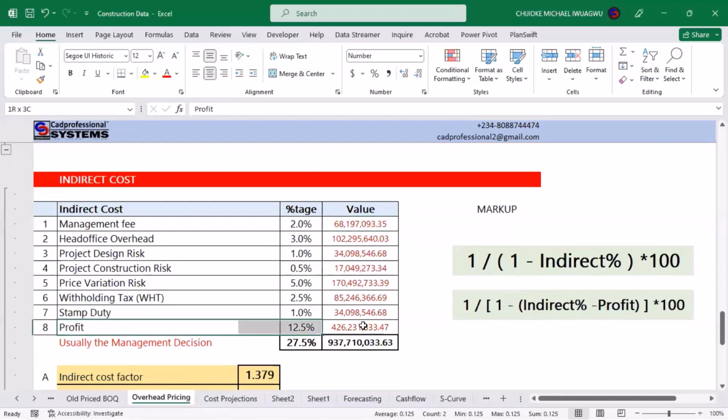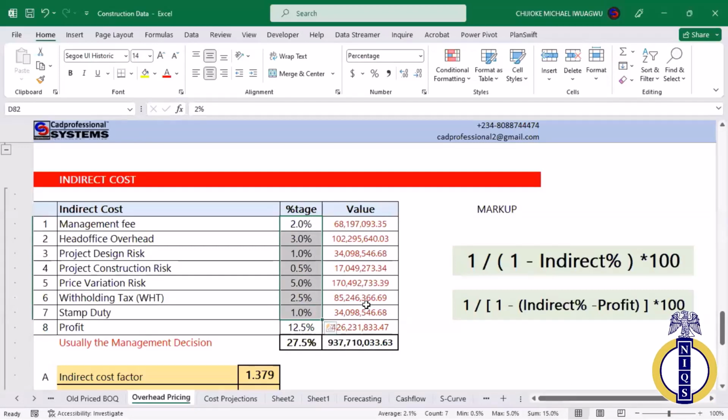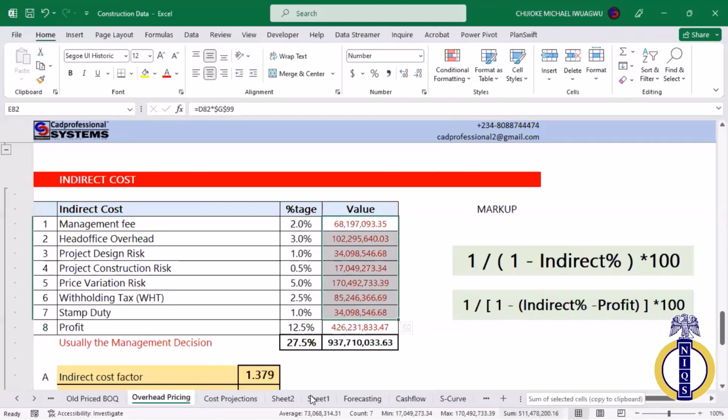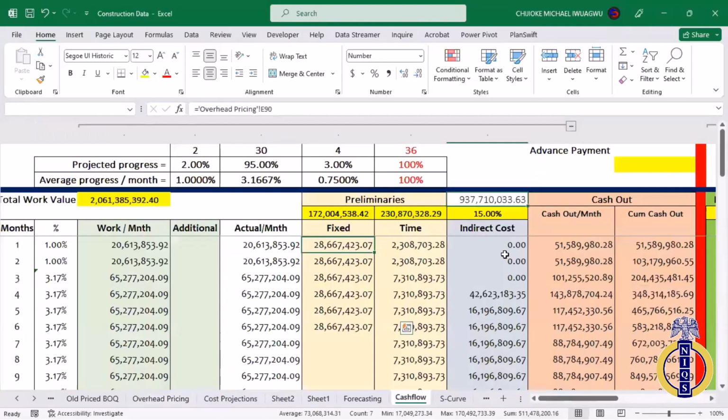Your profit, you're not going to pay out your profit management fee, because that is the actual cost of the work, the head office overhead costs. Likewise, other costs that you have to incur. These are the things that you have to pay. And when you sum all this up, it gives you about 15% that we have here. The total amount is about 511 million and thereabouts. That is what we have on this section.